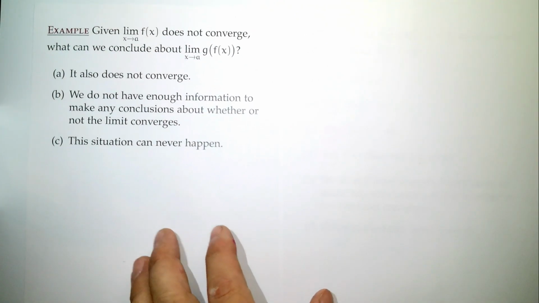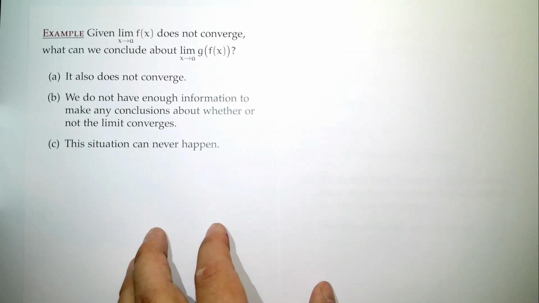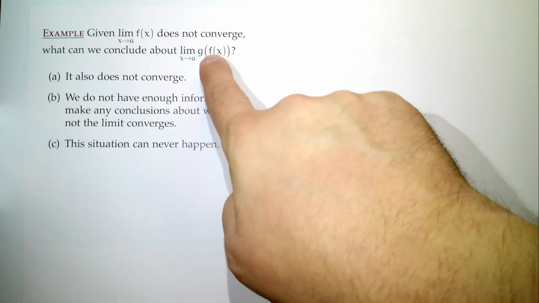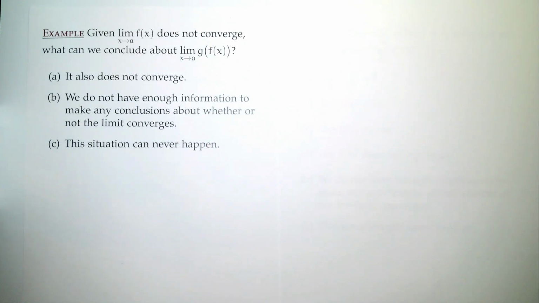So, given that the limit as x goes to a of f of x doesn't converge, so it's a crazy function, doesn't behave well, what can we conclude about the limit as x goes to a of g of f of x? So again, the inside is terrible. So there's a couple possibilities. A, it also does not converge. B, we don't have enough information to make any conclusions about whether or not the limit converges. Or C, this situation can never happen.